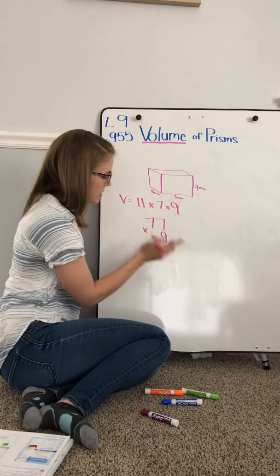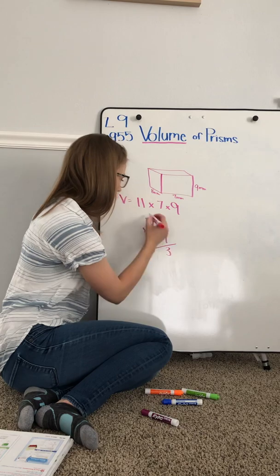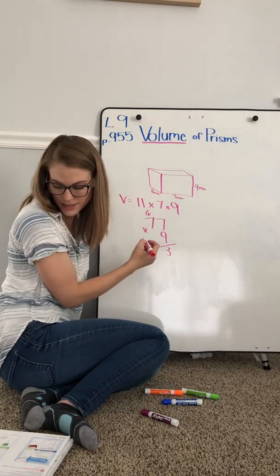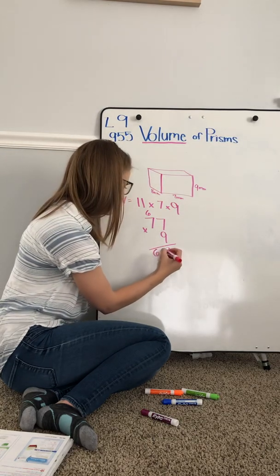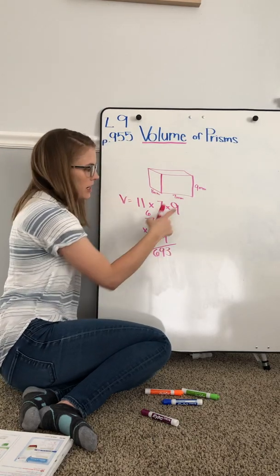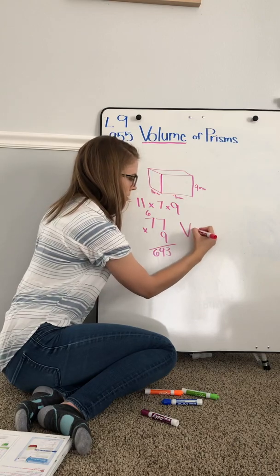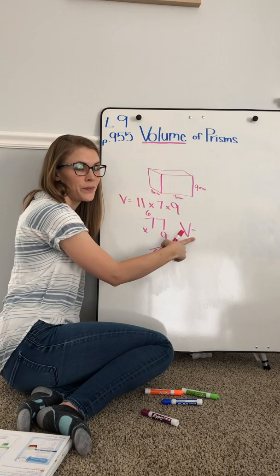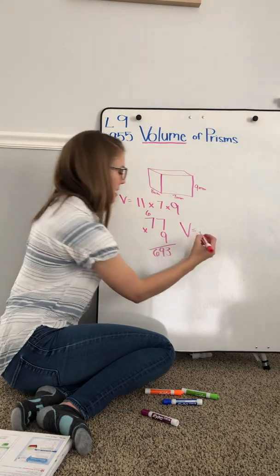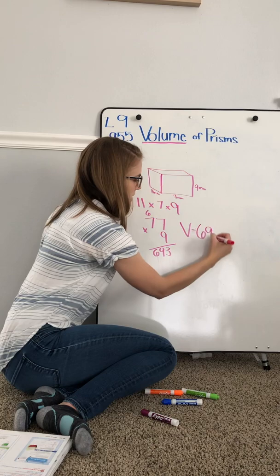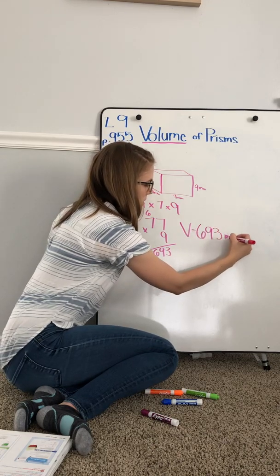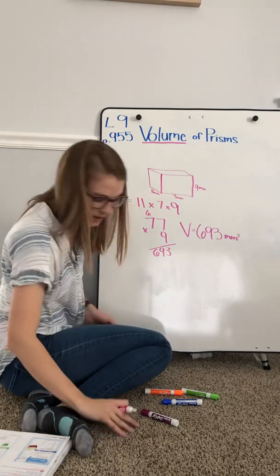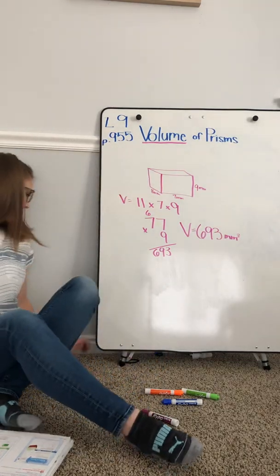Okay, so I'm going to solve. 9 times 7 is 63. 9 times 7 is 63, plus 6 is 69, for 693. And we were using millimeters, so write down what the volume is with units. Yeah, 693 millimeters cubed. Okay? All right, moving on to our next one.